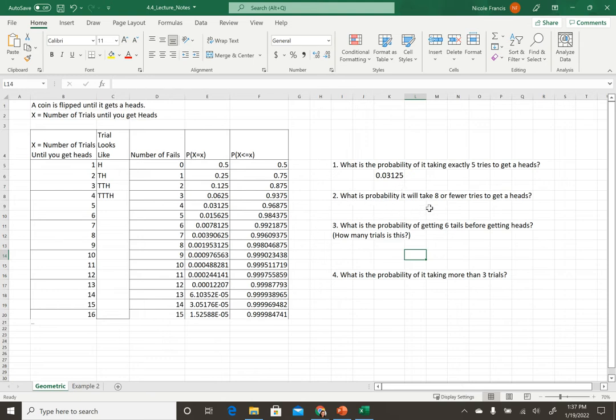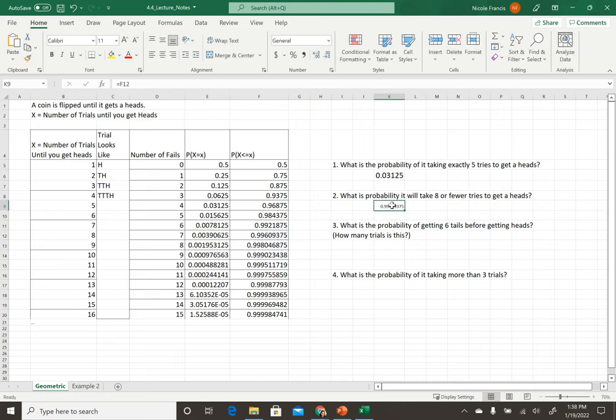What is the probability it will take 8 or fewer tries to get a head? So that would be 1 try, 2 tries, 3 tries, up to 8 tries. All right, so we could do this by adding up all these guys, right? We could add up 1 try, 2 tries, all the way including 8, because it says 8 or fewer. Or that's exactly what our cumulative distribution tells us. So we could do equals the cumulative one on 8 here.